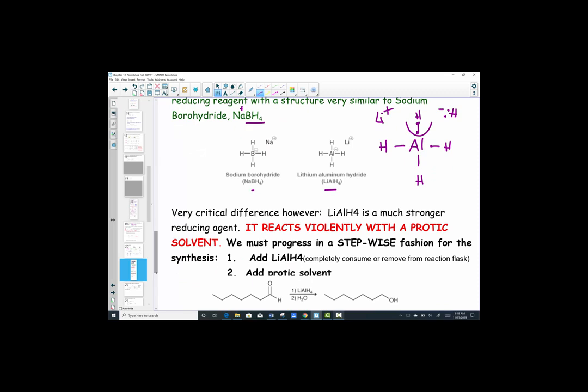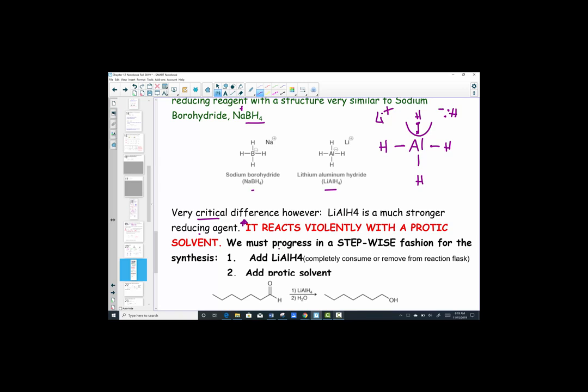There is one very critical difference, however. Lithium aluminum hydride is a much stronger reducing agent, and I'm emphasizing, you can clearly see it reacts violently with a protic solvent. So here's the key.